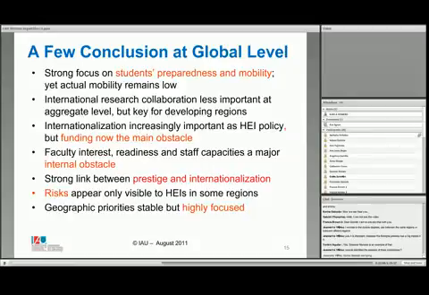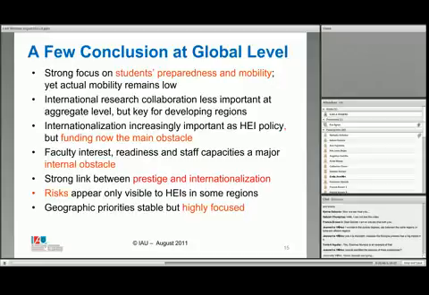China is currently sending out just a few thousand students more than it is actually hosting. Canada is also a country that is getting closer and closer to a more balanced mobility. But on the whole, it is not a balanced picture. We see that international research collaboration as a rationale for internationalization is less important at the aggregate level, but it is the top priority for most of the developing regions of the world.